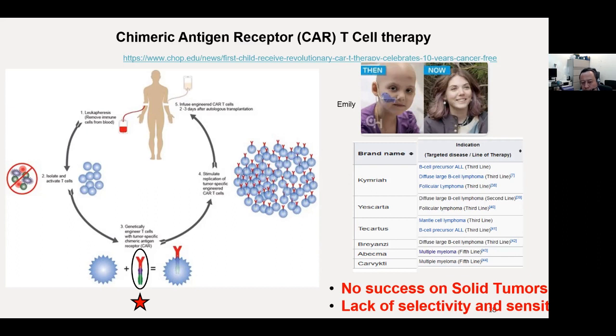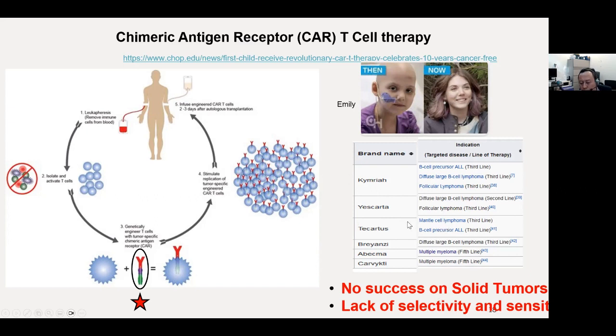And fortunately, at Philadelphia Children's Hospital, this treatment was available, developed by a professor from UPenn, University of Pennsylvania. So she did that one, and now she is healthy. So it's kind of a cure for her. And this revolutionary treatment has been approved for 6 products, and they are targeting blood cancer.